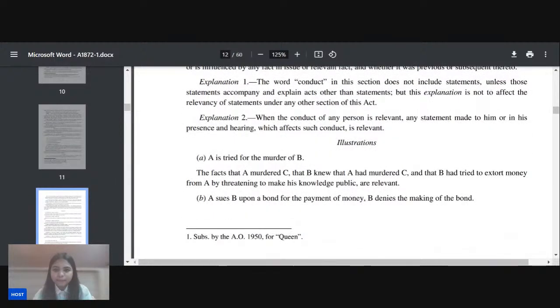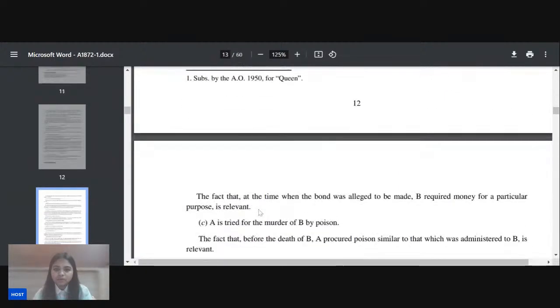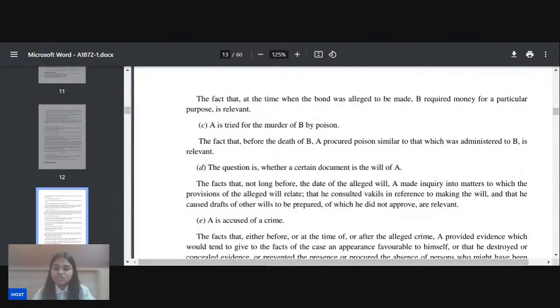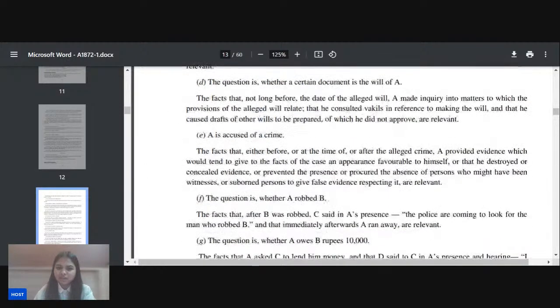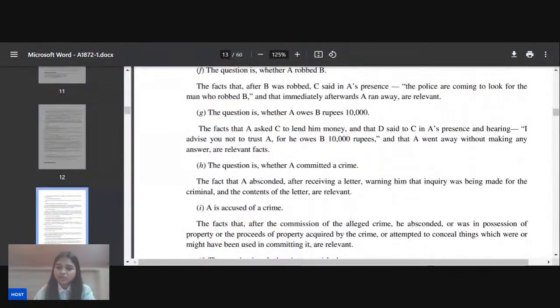Say for example, A is tried for the murder of B by poison. The fact that before the death of B, A has procured poison similar to that which was used to kill B is relevant, right? So your previous conduct is relevant, or your subsequent conduct is also evident.